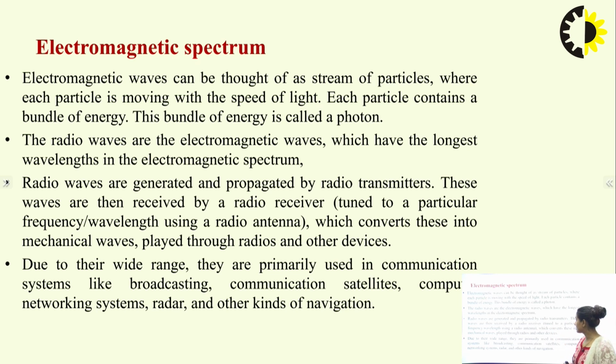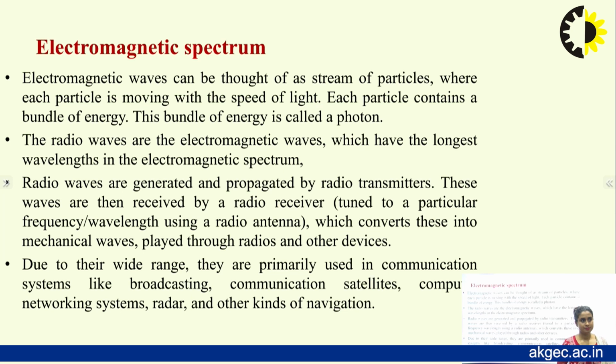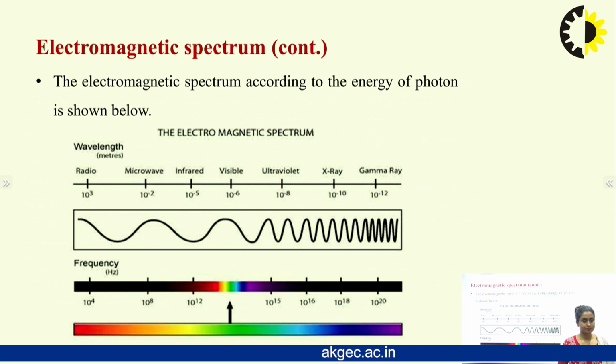Radio waves are generated and propagated by radio transmitters, and these are received by a radio receiver at another terminal, which converts this into mechanical waves played through radios and other devices. Due to their wide range, they are primarily used in communication systems like broadcasting, communication satellites, computer networking systems, radar, and other kinds of navigation. This is what we have discussed.